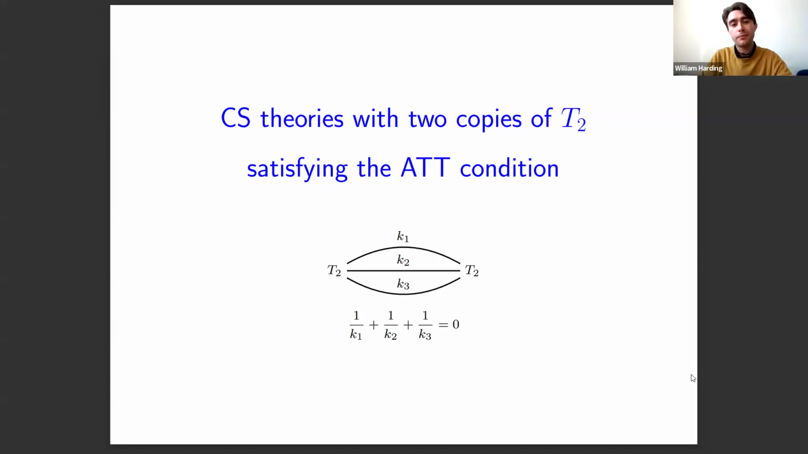Okay, if not, I can proceed by taking into account two copies of T2 whose flavour symmetry is gauged with Chern-Simons levels satisfying the ATT condition. Now I will explain to you that actually these theories possess N=5 SUSY, and indeed they are equivalent to a variant of the orthosymplectic ABJ theory. Moreover, I will also point out that by gauging particular discrete symmetries, we can also obtain theories with N=6 supersymmetry.